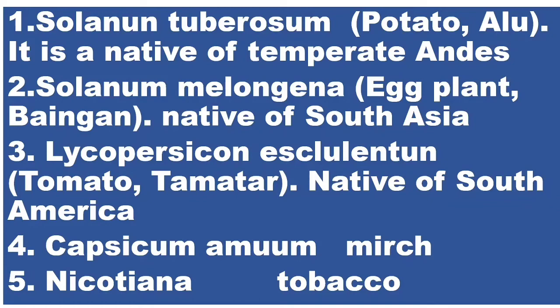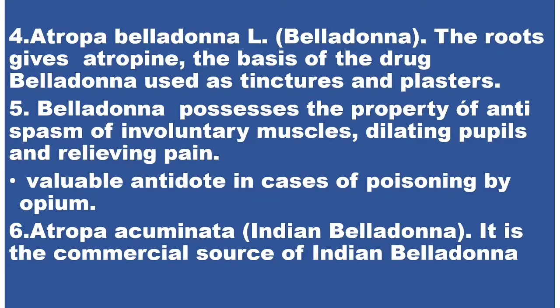Nicotiana tabacum, that is the tobacco. Atropa belladonna, a very important plant. Belladonna. The roots give atropine. The basis of the drug belladonna is used as a tincture and plasters. Belladonna possesses the property of antispasm of involuntary muscles, dilating pupils, and relieving pains. It is a valuable antidote in the case of poisoning by opium. Atropa acuminata is the source of Indian belladonna. It is the commercial source of Indian belladonna.